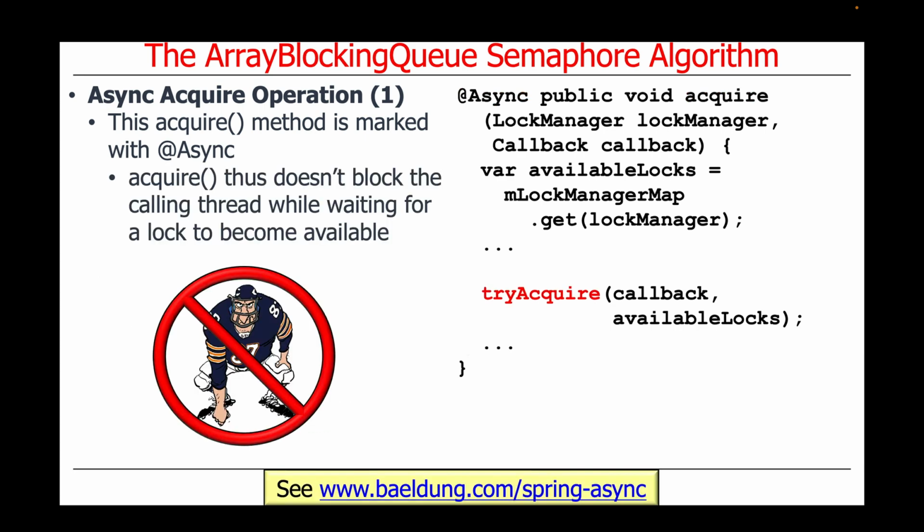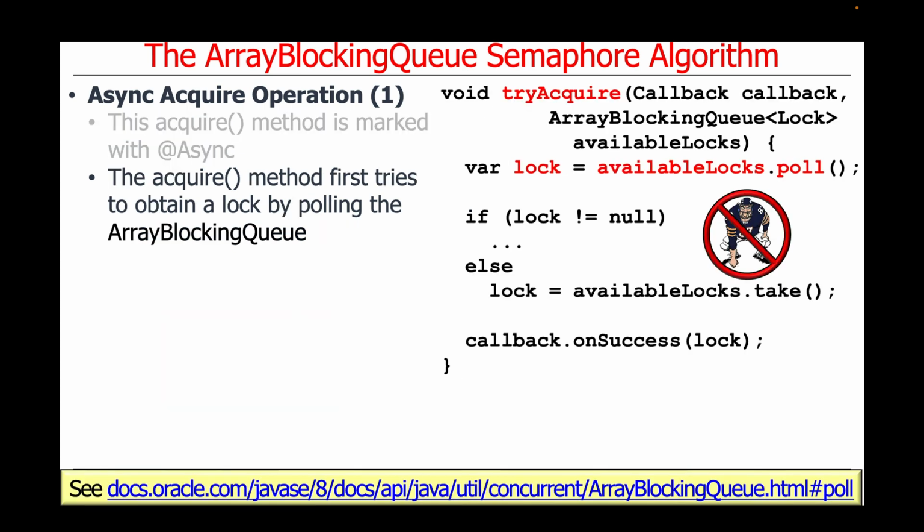Therefore, this version of acquire, the one that's running in the service, doesn't block the calling thread, namely the one coming from the controller, while waiting for the lock to become available. So we're not going to block in this thread. The virtual thread can block, but it's not going to end up blocking the HTTP worker thread, which has now returned and gone on its merry way.